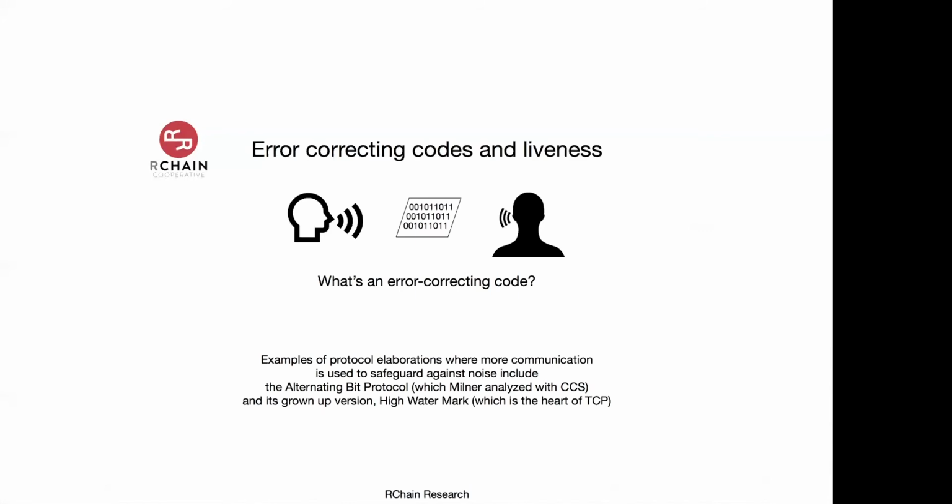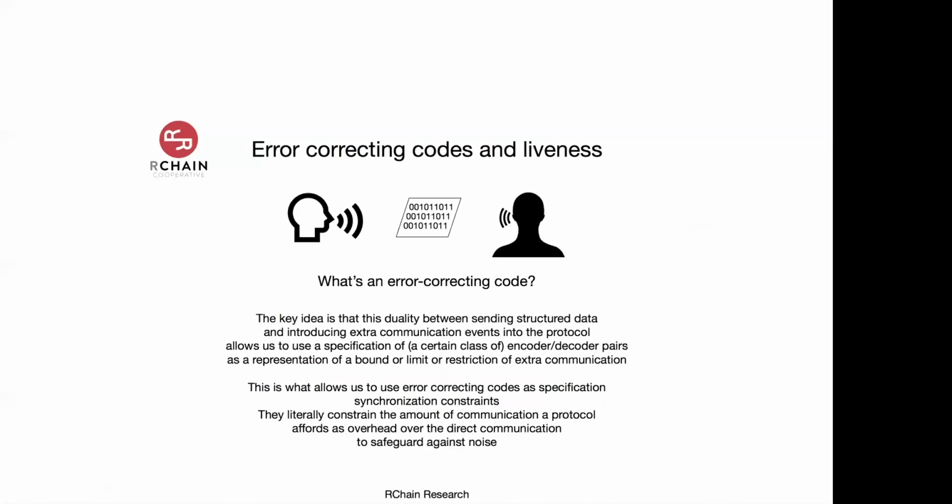Those of you who grew up in the 80s and 90s may have been exposed to Milner's CCS analysis of alternating bit. And then there's the grown-up version of alternating bit, which is high watermark, and that's the heart of TCP. So those are 2 examples where you're not sending more structured data, but you're extending the communication events in the protocol to protect against noise. There's just this duality between the 2. And that duality is important because it allows us to treat an error correcting code as a bound on, or governing, the extra communication events in the protocol.